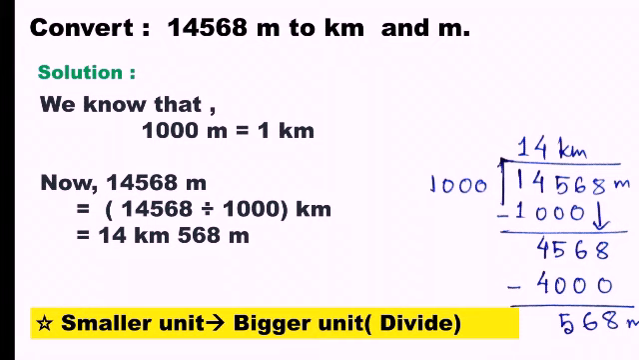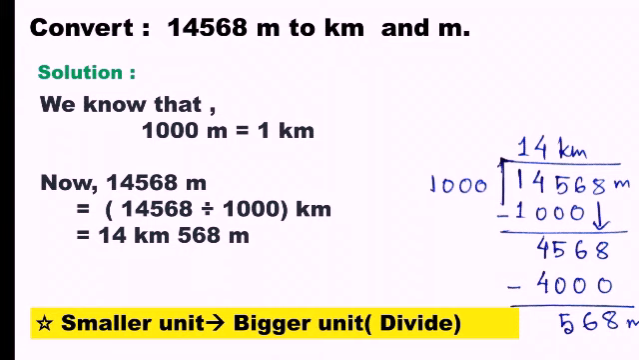Now we need to find out the relationship between meter and kilometer. What is the relationship between meter and kilometer? You know that 1000 meter equals 1 kilometer. Now just put the numbers, and twice you can check the numbers, what you have written, whether it is right or wrong.